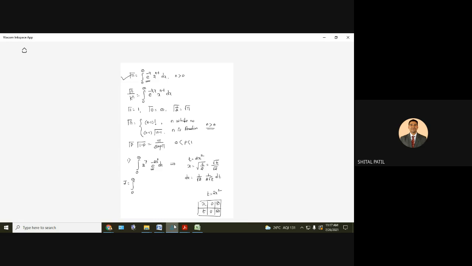So the integral will become 0 to infinity. X is equal to root t divided by root 2, so it is like this: root t divided by root 2 raised to 7. Then e raised to minus 2x square is e raised to minus t, whereas dx equals dt divided by 2 root 2 root t, and then we have to solve the integral. I don't think it is the difficult part; you will be able to solve the integral. This is one type of example.